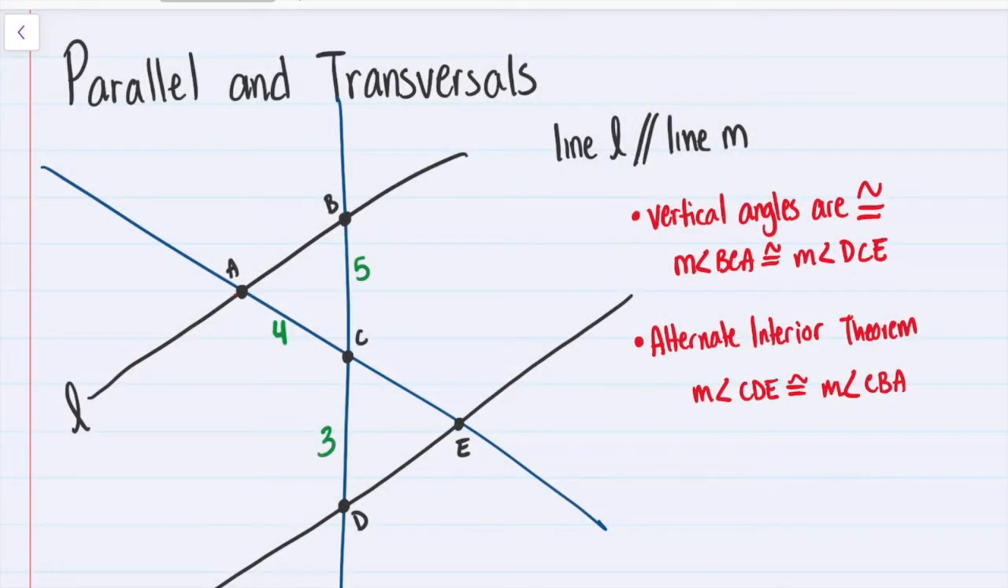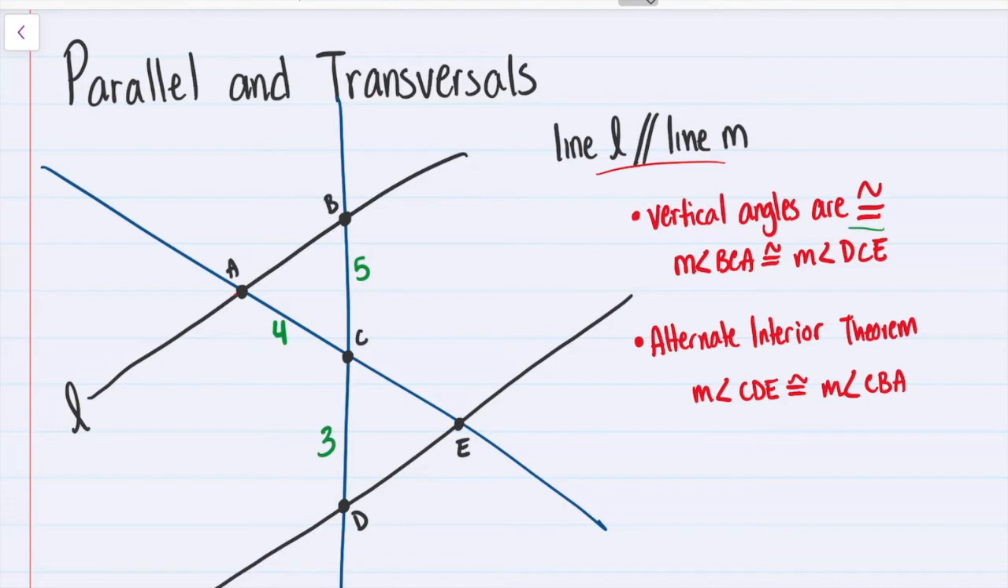So we have parallels and transversals. Line L and line M are parallel lines. What does that mean? That means that these lines are never going to touch. And a transversal is basically a line that crosses through parallel lines. That's basically it. Now, they do give you the following information.